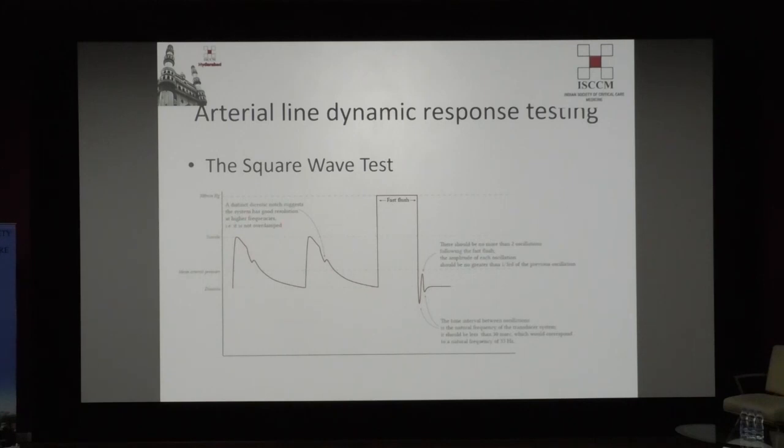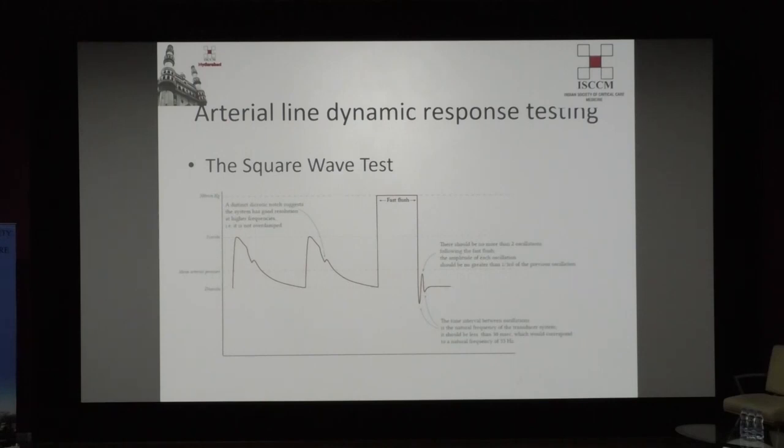Whenever you see on the monitor this normal arterial waveform with a good dicrotic notch, this suggests that this is a critically damped and optimally damped arterial wave. How do you test it? We do a fast flush test.